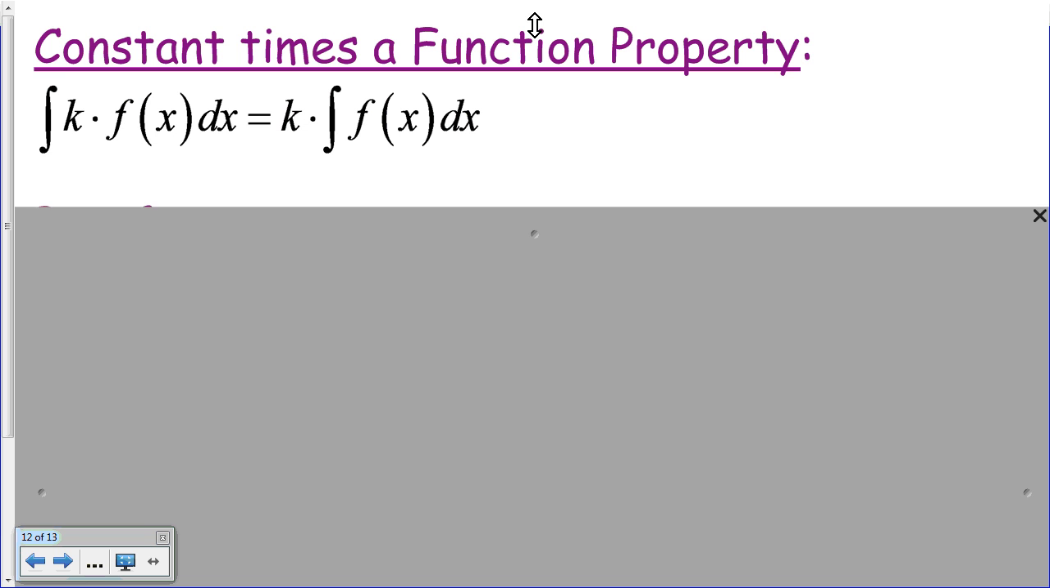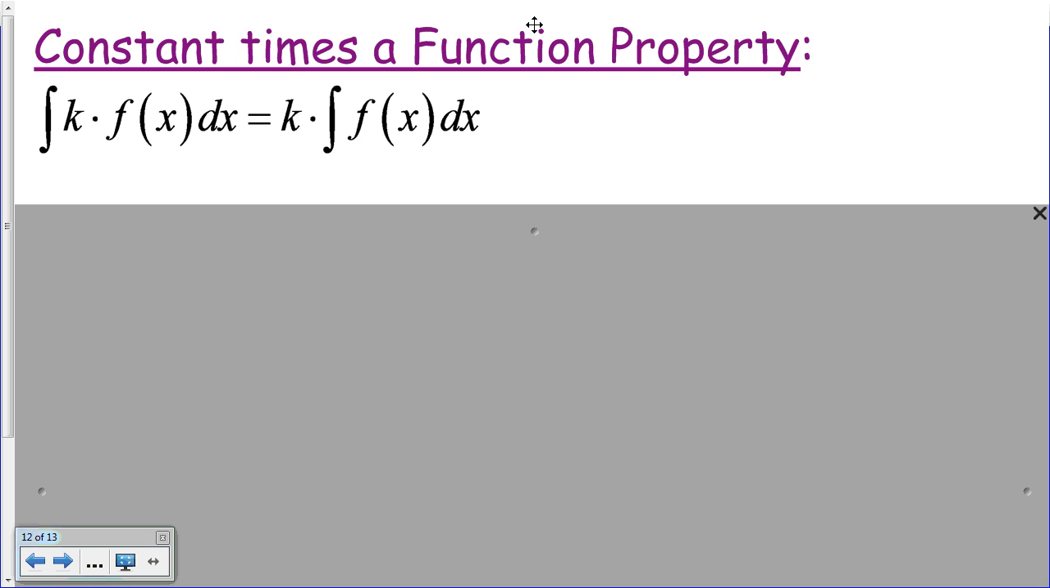And it's the proof of this constant times a function property. If you recall, we talked about this in the first half of this section, that the rule for the indefinite integral of a constant times a function, the integral of k times f of x dx, turns out that's equal to k times the indefinite integral of f of x. So in other words, we can say that the integral of a constant times a function is the constant times the integral of the function.